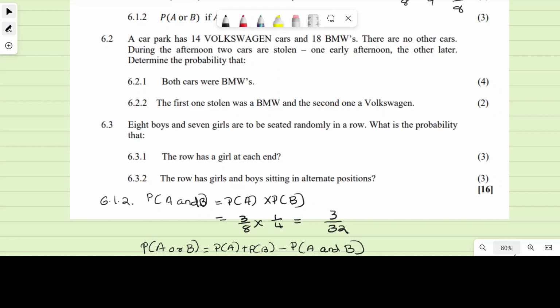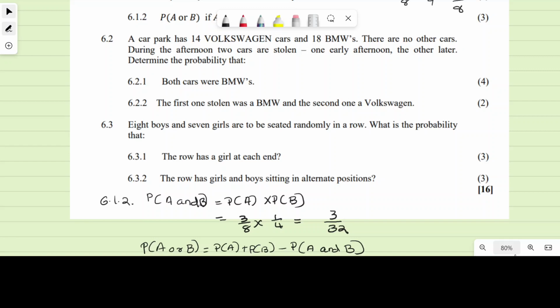6.2. A car park has 14 Volkswagen cars and 18 BMWs. There are no other cars. Okay, so 18 plus 14, how many cars are there now? 32 cars. 14 VW, 18 BMW. During the afternoon, 2 cars are stolen. One early afternoon and the other later. Determine the probability that both cars were BMWs.